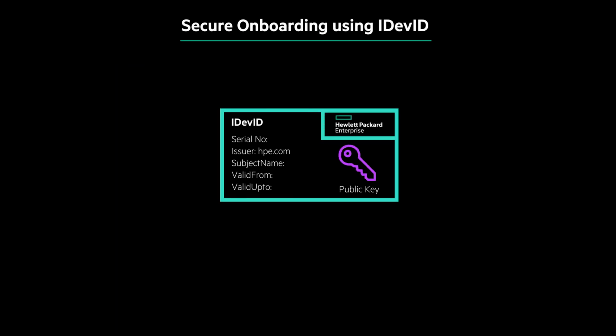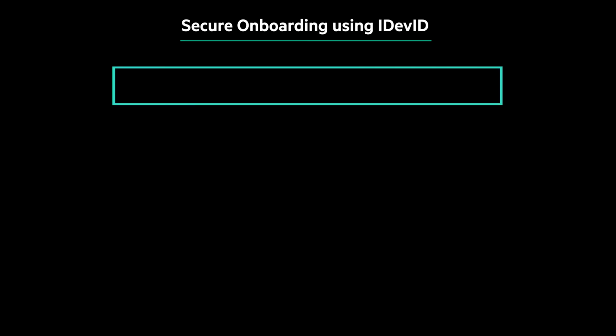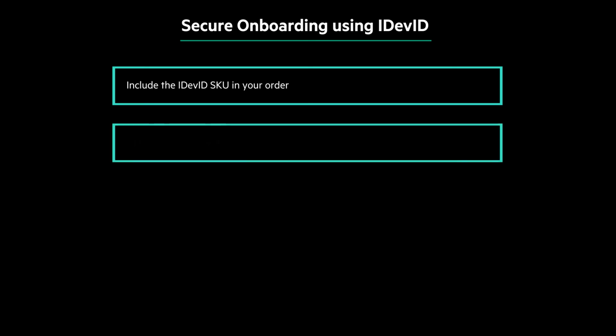HPE iLO iDevID is factory provisioned and signed by HPE Certificate Authority. HPE iLO iDevID has lifetime validity and is immutable. You must include the iDevID's queue number in your order to instruct the HPE factory to provision a server with iDevID. When you power on the server, HPE iLO uses IEEE 802.1x EAP TLS authentication and connects to the network with zero touch. The secure onboarding using iDevID is complete.